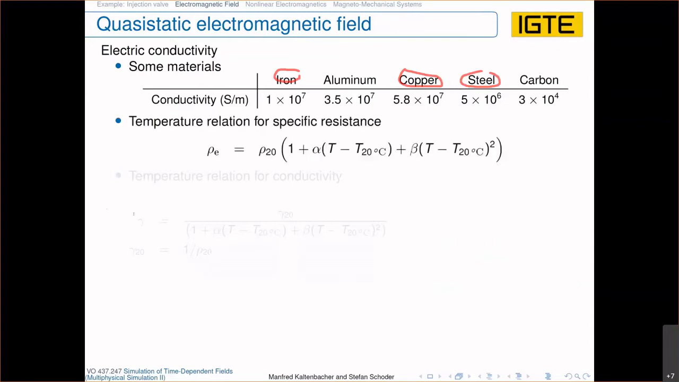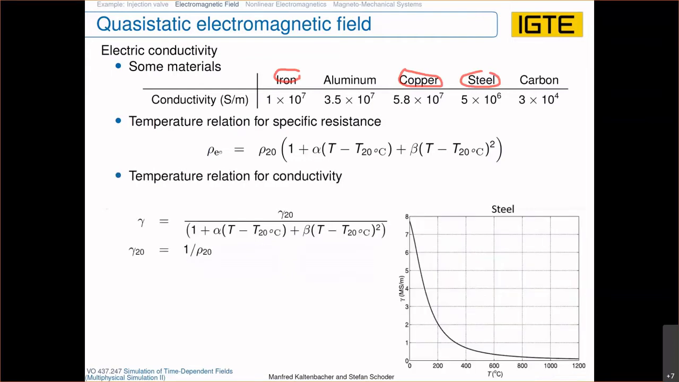I have now written it down as we mostly do it in electrical engineering, not for the conductivity but for the specific resistance, which is just 1 over the conductivity. You see the thermal relation for this conductivity can be written in this form when you know these two parameters, which are fitting parameters from measurements: alpha, also called the linear temperature coefficient, and beta, the quadratic temperature coefficient.